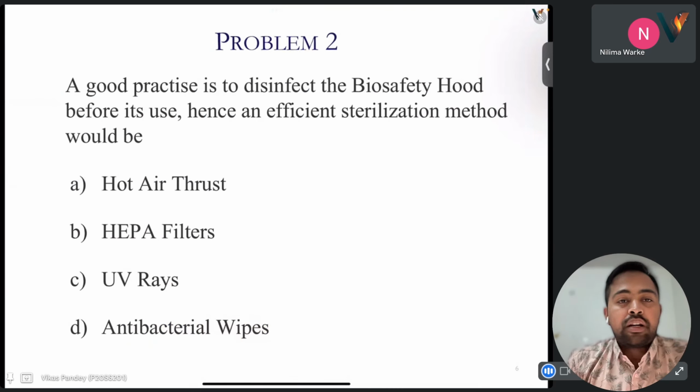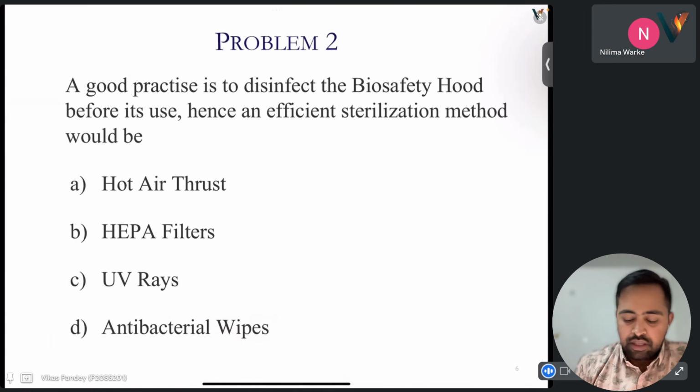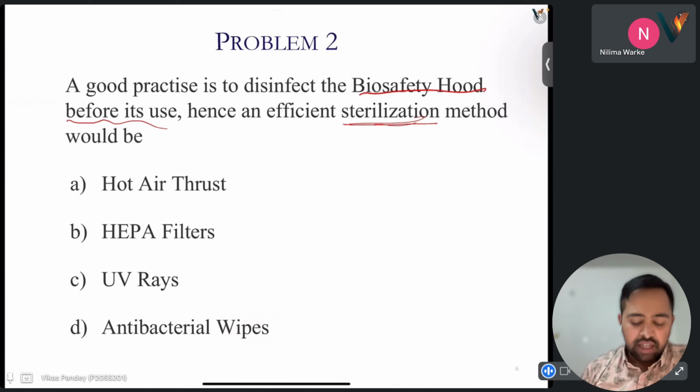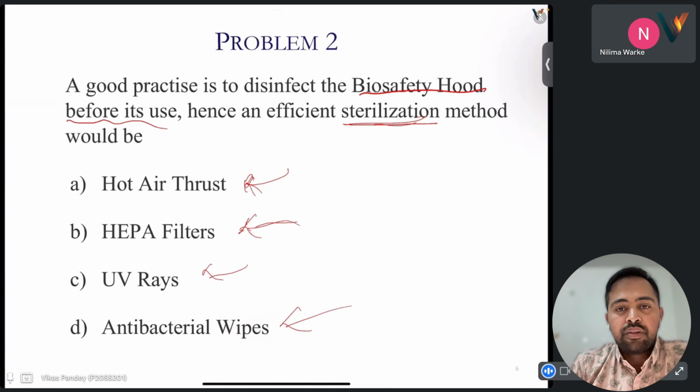A good practice is to disinfect the biosafety hood before its use. Hence, an efficient sterilization method would be hot air thrust, HEPA filter, UV rays, or antibacterial wipe. It is saying that the biosafety hood should be sterilized before use. So how should we sterilize it? Either we blow some hot air, or we use a HEPA filter or UV rays, or we wipe it with antibacterial wipes. So UV rays.